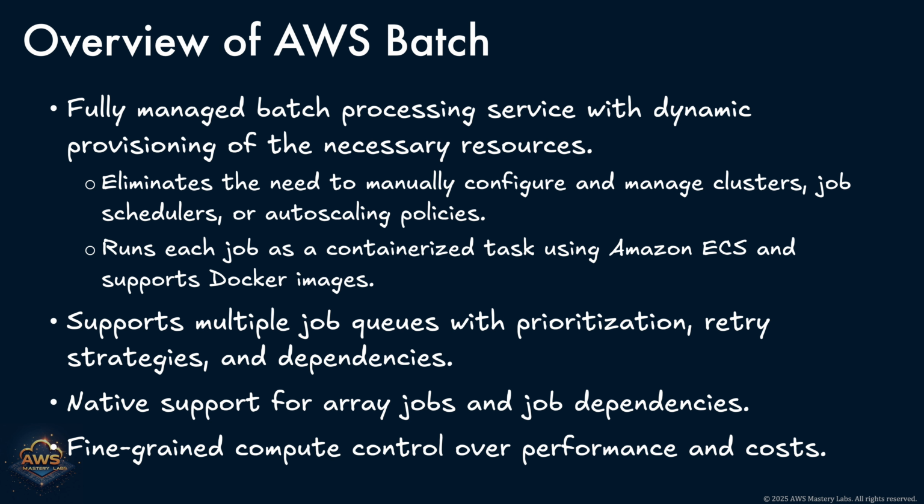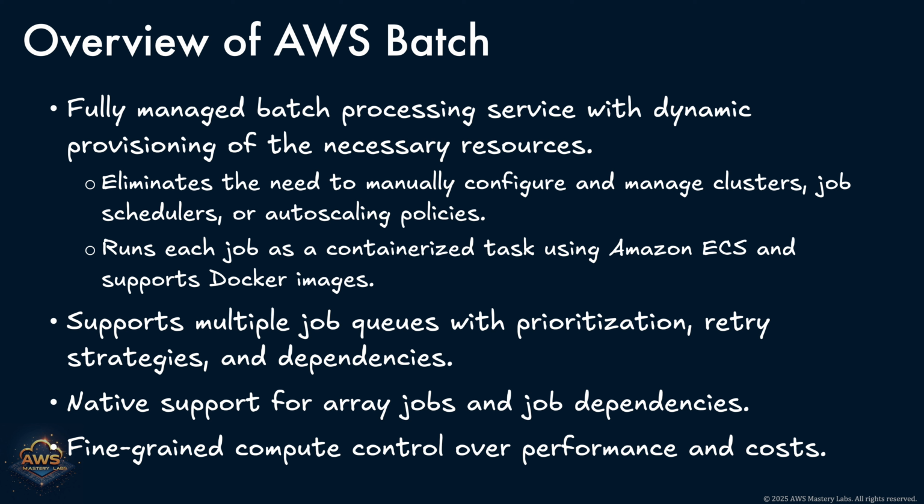AWS Batch is a fully managed service that makes it easy to run large-scale, parallel, or high-throughput batch computing workloads in the cloud, without having to manage your own infrastructure. At its core, AWS Batch dynamically provisions compute resources based on the specific needs of each job you submit. Whether your job requires a single vCPU or hundreds of GPU cores, AWS Batch automatically scales the right resources up or down, helping you optimize both performance and cost.